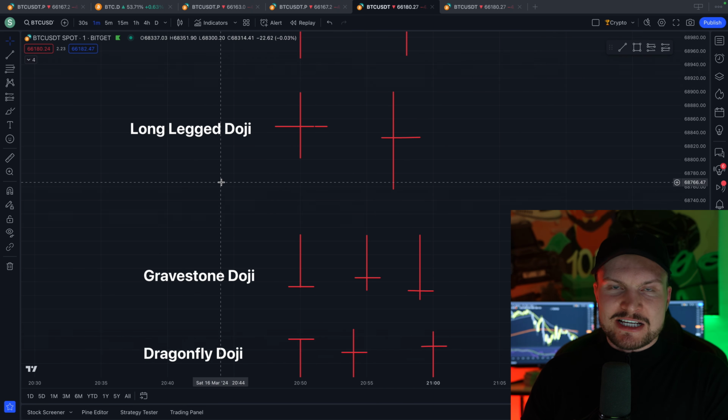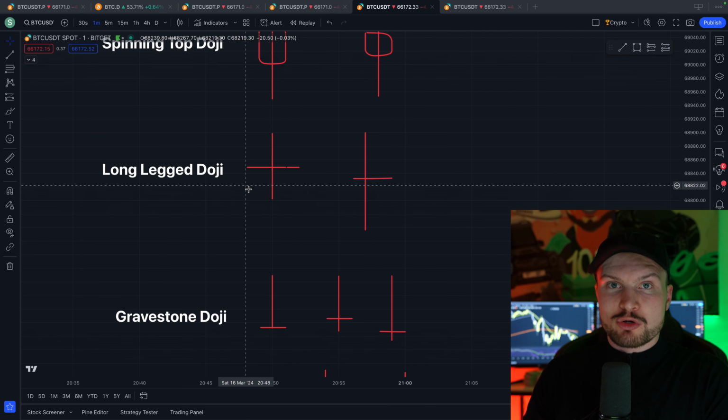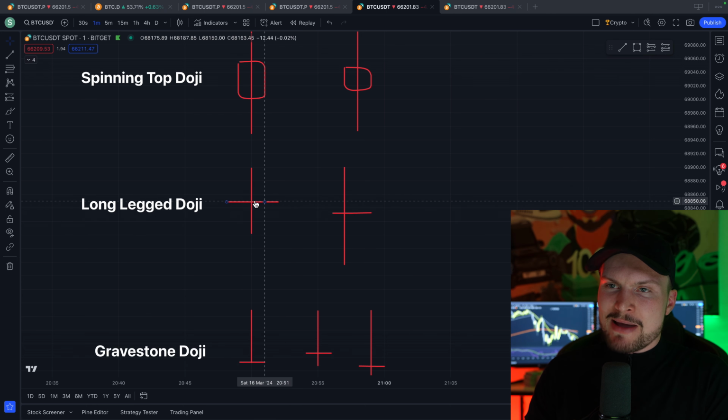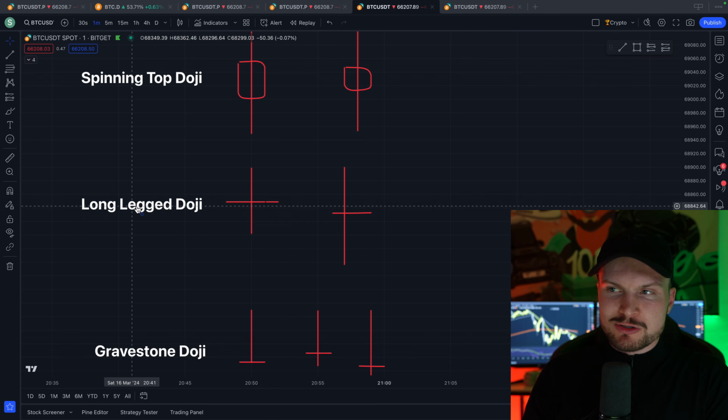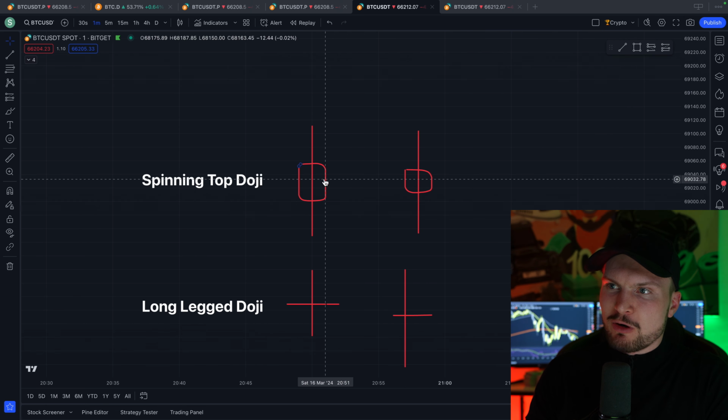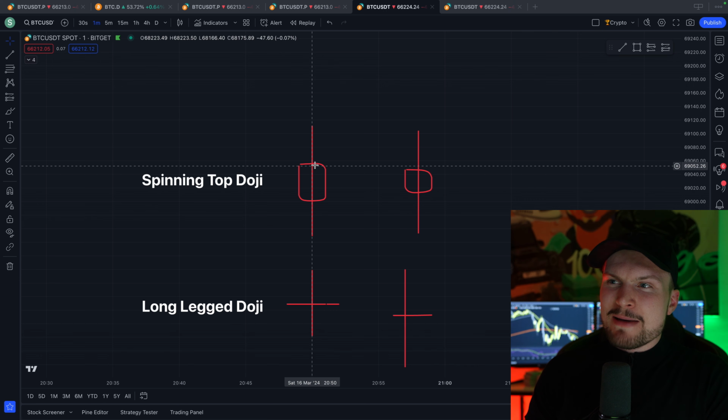Same thing here, another example, and also another example. Now this here, like I explained, is a very neutral candle because the price opened here, went equally up, equally down, and closed around the exact same area. This would be a long leg doji. Also, same as this. And this would be a spinning top doji, which could be either a bit bullish or a bit bearish.